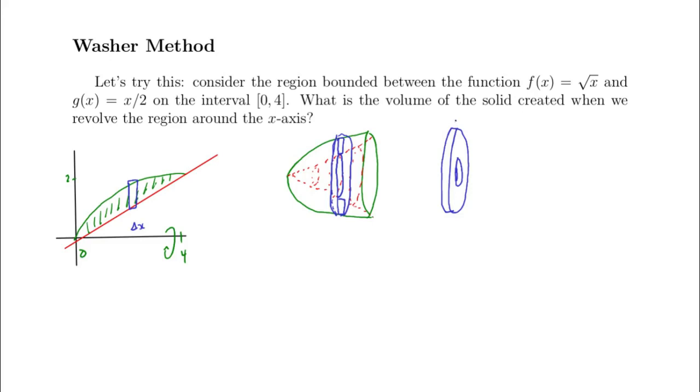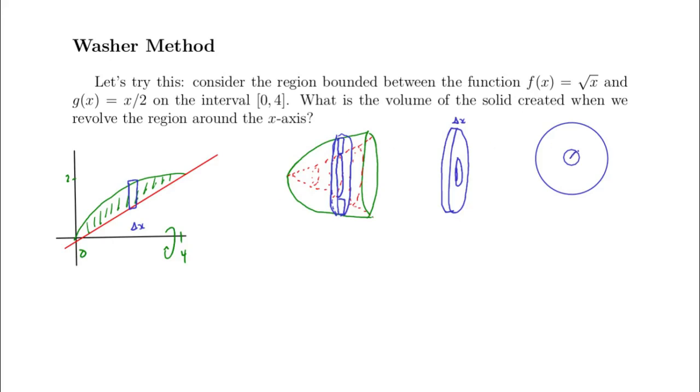Well, the volume of this shape is just going to be the area of the face times the thickness, and the thickness is still delta x. So let's go ahead and draw the face of it. We've got this circle, and then we've got this circle. So we need to come up with the area of this, and that's not hard, because this is just a circle minus a circle, right?